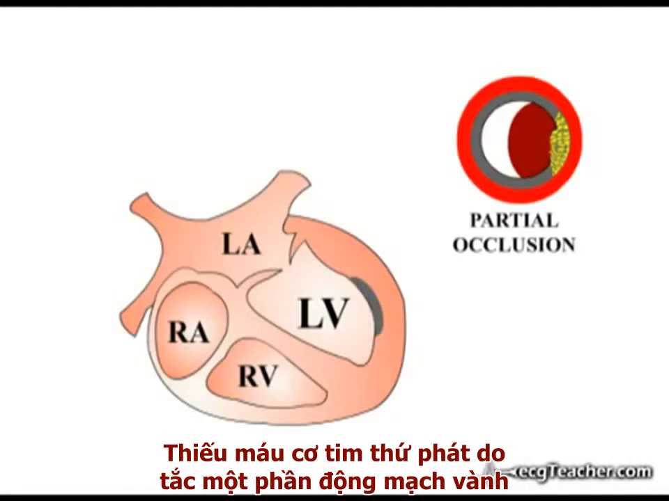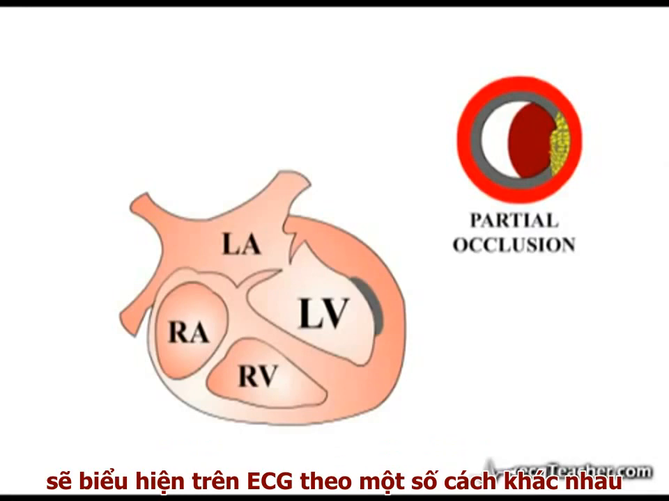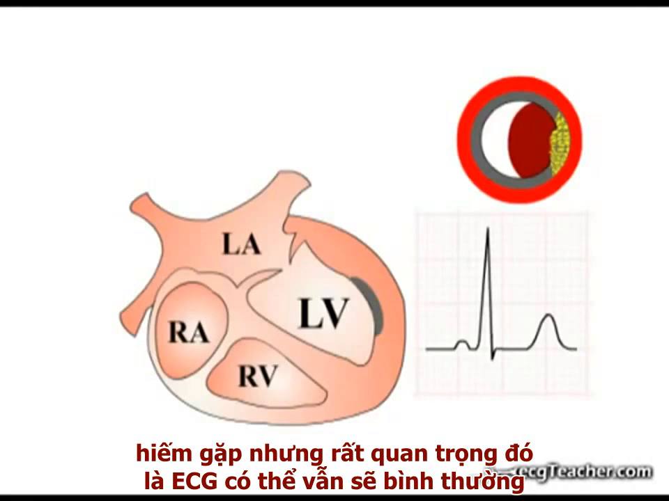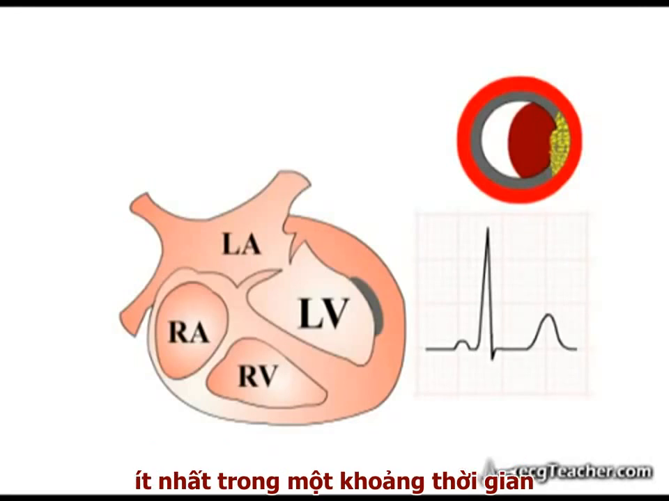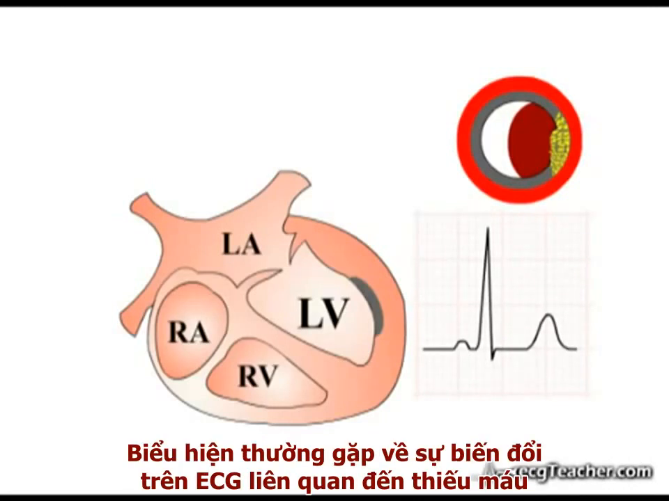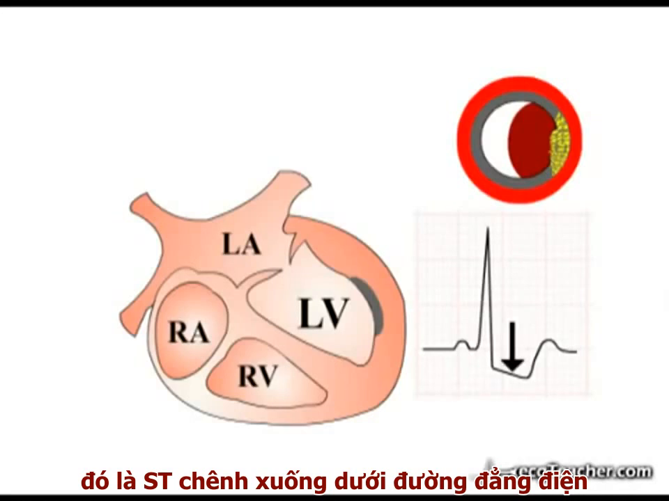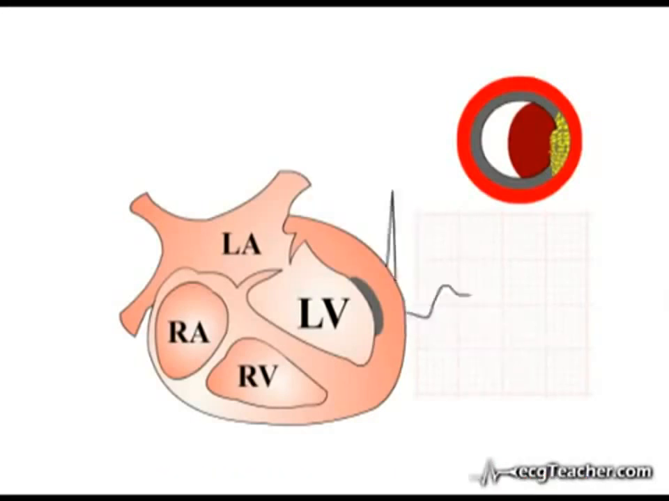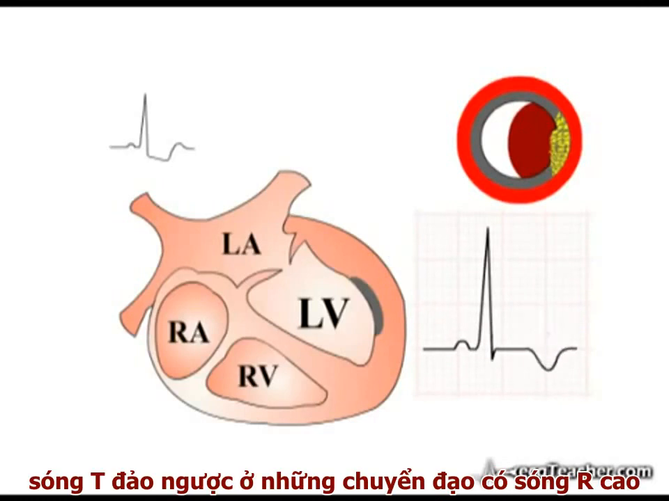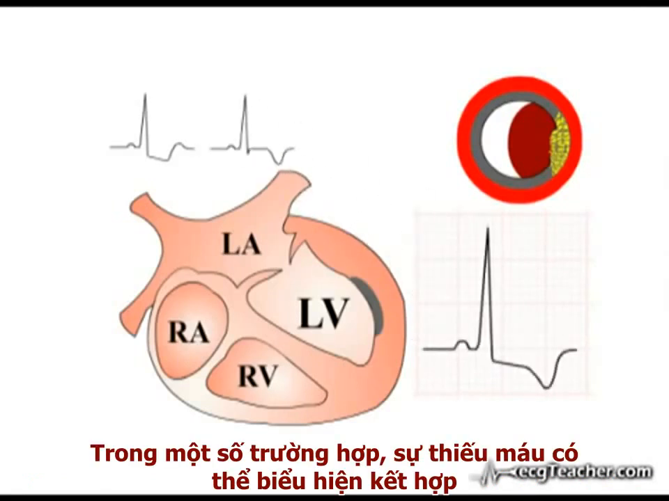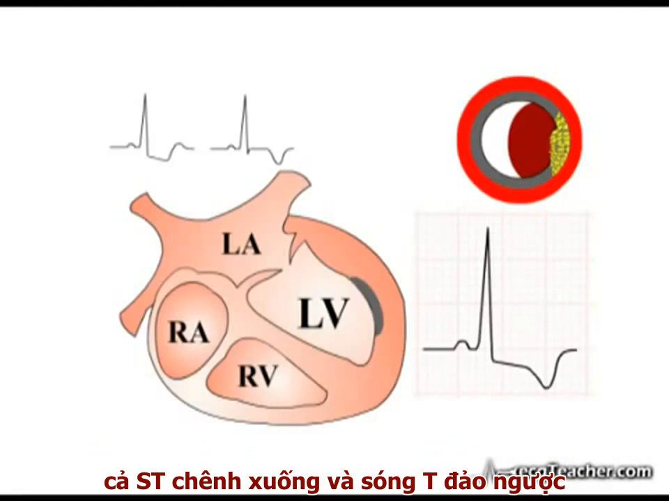Myocardial ischemia secondary to partial occlusion of a coronary arterial vessel manifests on the ECG in a number of different ways. Rarely, but importantly, the ECG may remain normal, at least for a time. However, the classical ECG abnormalities associated with ischemia are depression of the ST segment below the isoelectric line, this is the most common finding, or, as illustrated here, inversion of T waves in leads with dominant R waves, loss of concordance. On occasion, ischemia manifests as a combination of both ST segment depression and T wave inversion.